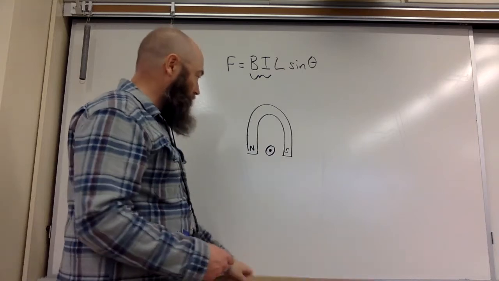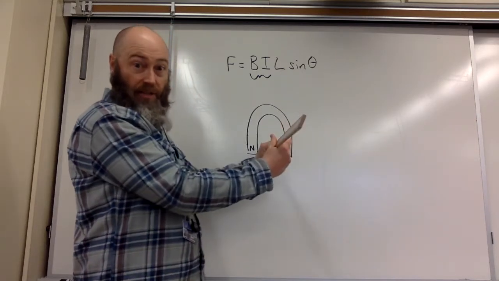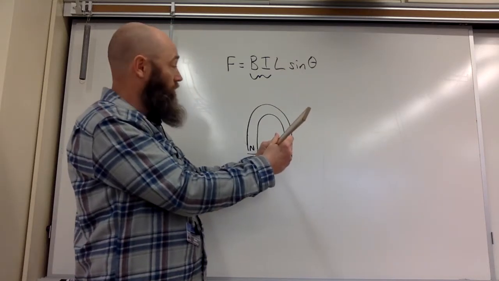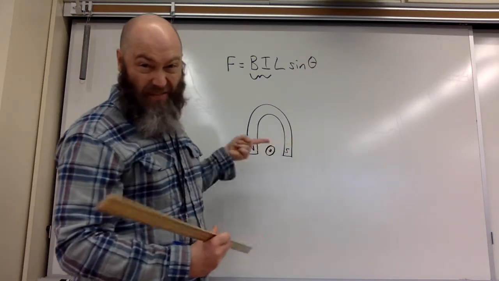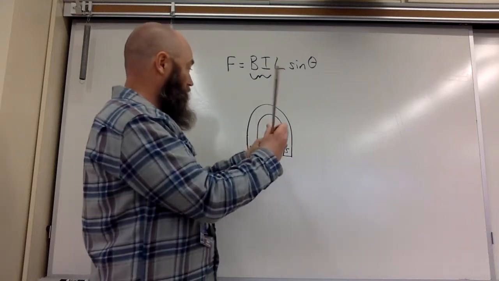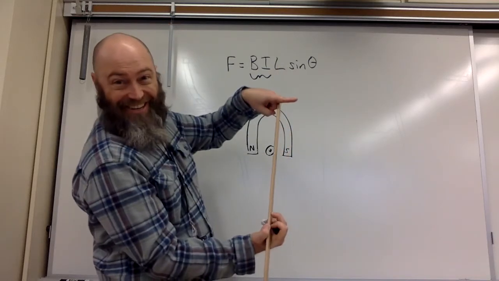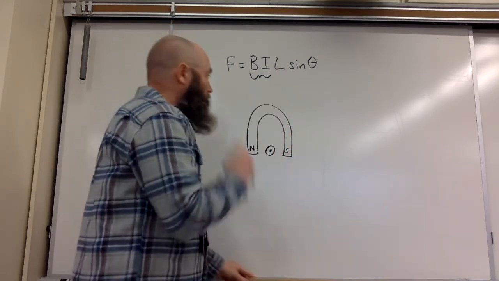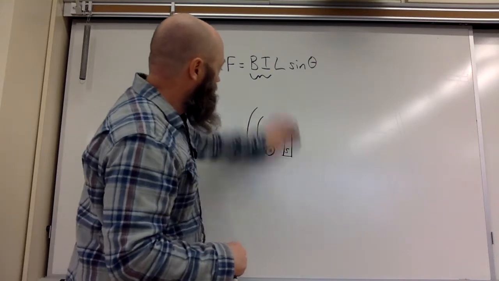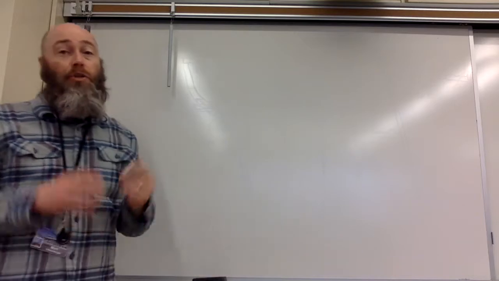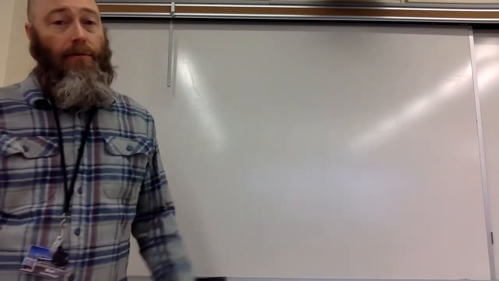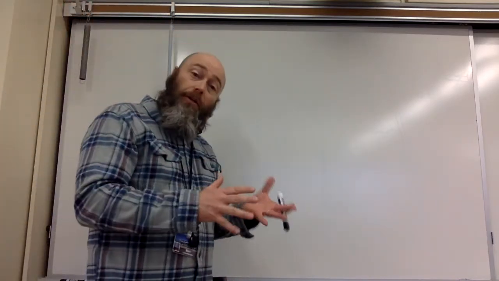Like in this setup, I is pointing this way, positive Z direction. The magnetic field is pointing that way, positive X direction. So look, 90 degrees, there we see it. I should have mentioned that in the last video, but I didn't. So we're going to talk about how you find the direction of the force. That formula was how you find the magnitude of the force.